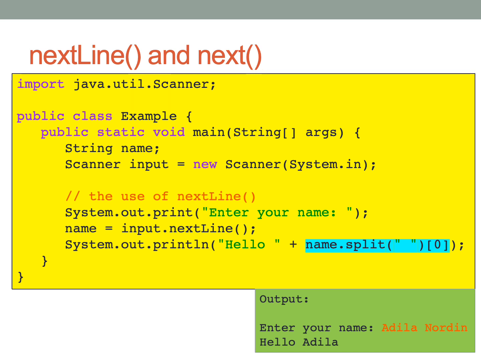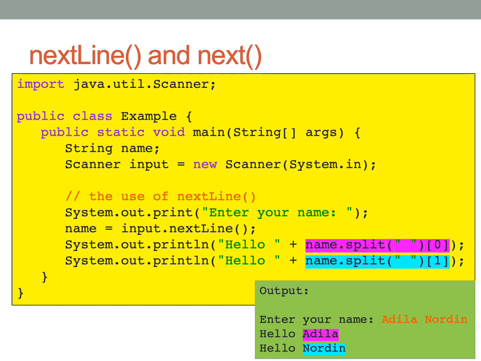What happened here is the value of my String name will be split when it finds a space. The word before the space is kept at index 0, and the next word after the space is at index 1. In any programming language, we always start with 0 as the first value. So, when I enter Adila space Nordin, at index 0 is the value Adila, and at index 1 is the value Nordin.